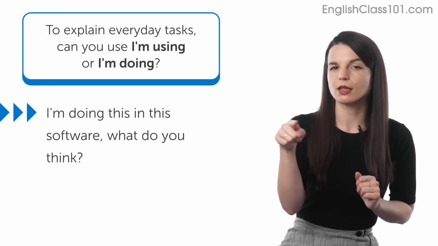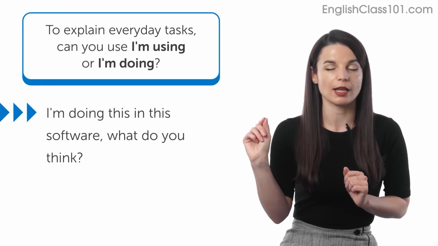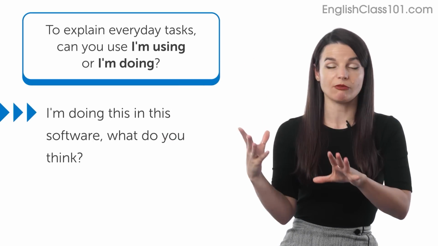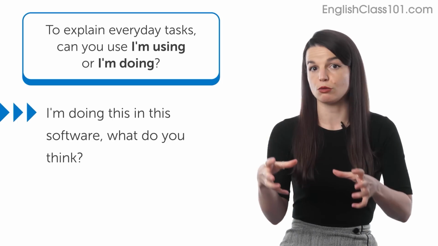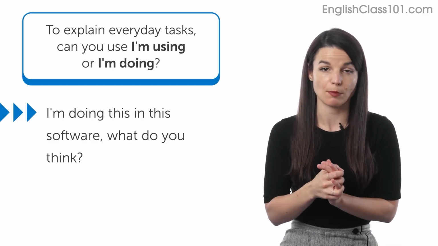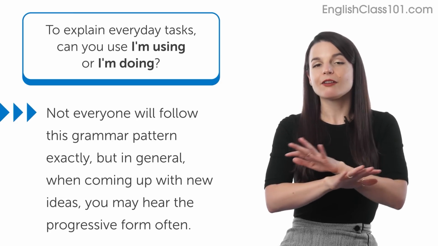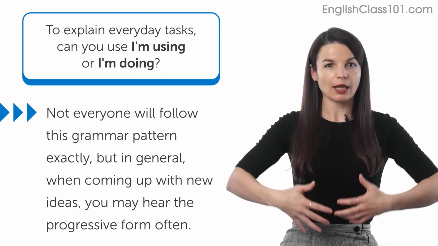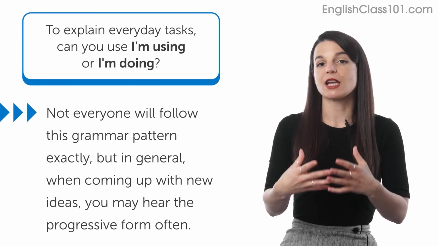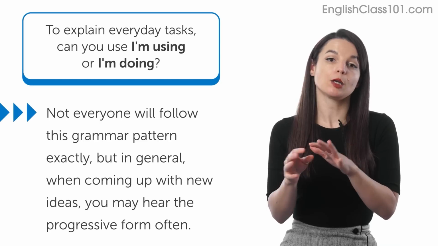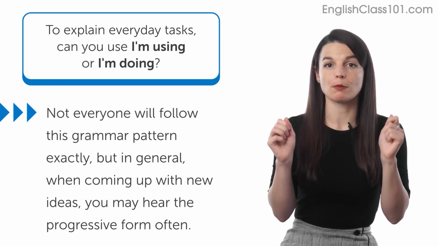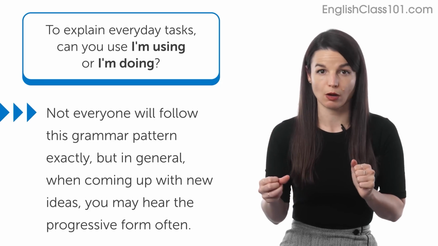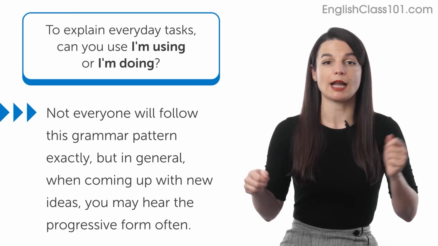Or I'm doing this in this software. What do you think? That sounds like there's an opportunity for them to give you some feedback or to talk about the way you do it or to make a change in some way. So of course, not everyone is going to follow this grammar pattern exactly, but generally, when we're brainstorming, when we're coming up with these new ideas, you might hear people using that progressive form more when they're talking about something that they're trying to do together with their colleagues, or they're trying to show someone how to do something.